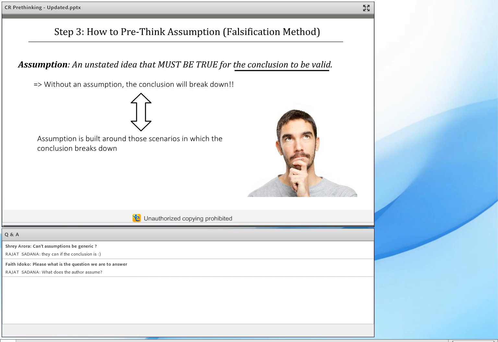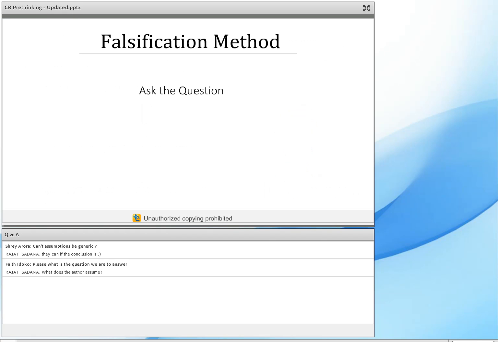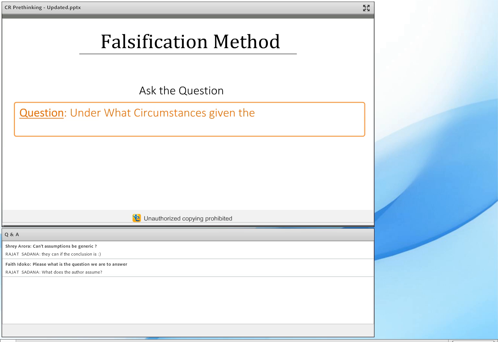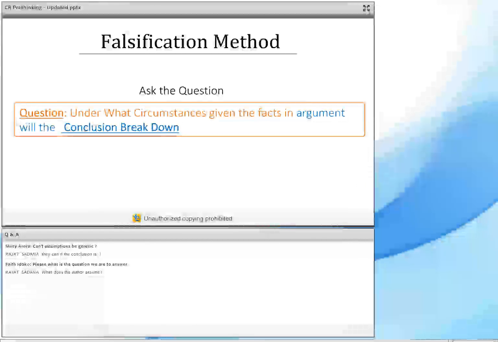Or in other words, the assumption, or assumptions if there are multiple, are built around scenarios in which the conclusion breaks down. So to figure out where to put an assumption, let's find the scenarios in which the conclusion breaks down. If you find those scenarios, the assumption really is simply that those scenarios do not exist. So what do we do to find those scenarios? We ask this very simple question. Under what circumstances, given the facts and the argument, will the conclusion break down?